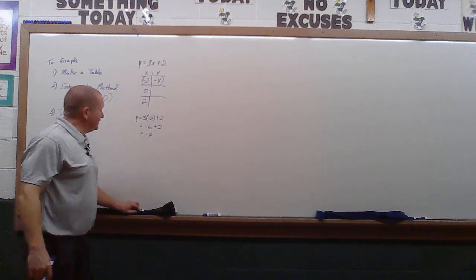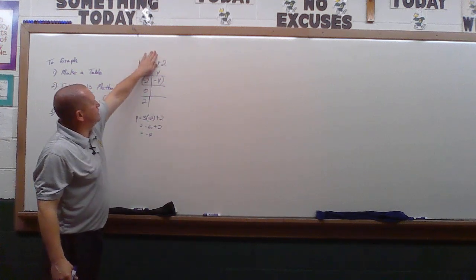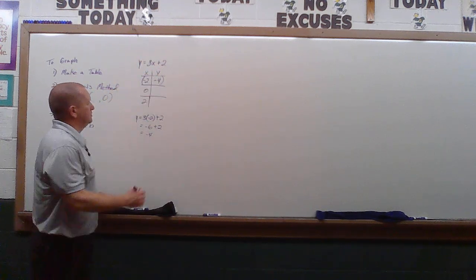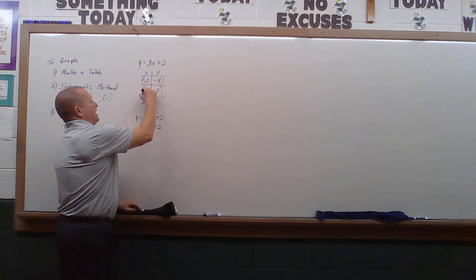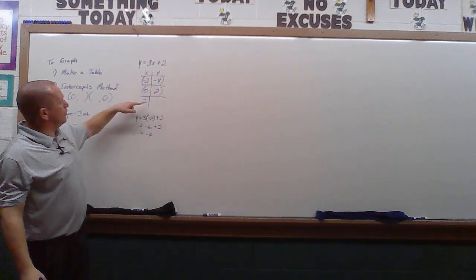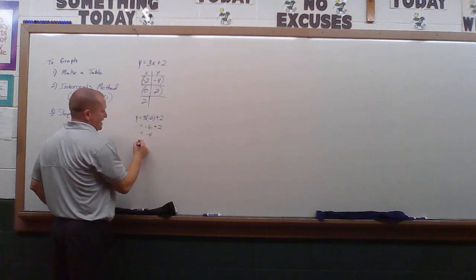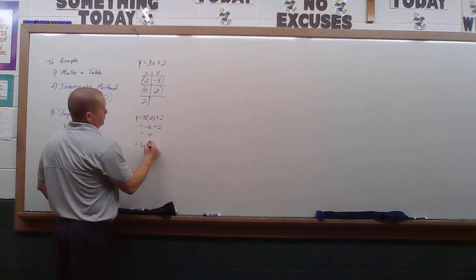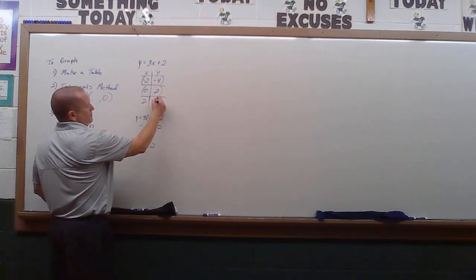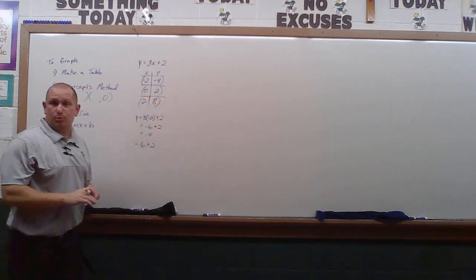So why do we like 0? When I put 0 into the equation, it cancels out. So what do I get? Just 2. And then if I need to show my work, show the work. What's 3 times 2? 6 plus 2 gets me 8. And then I have my 3 points.